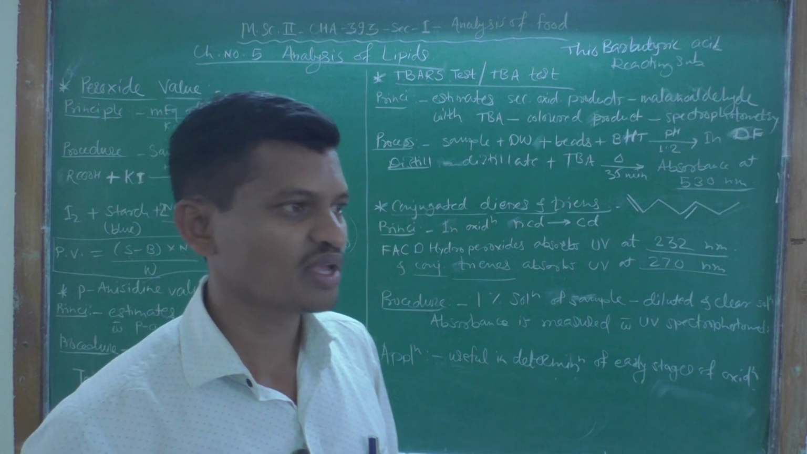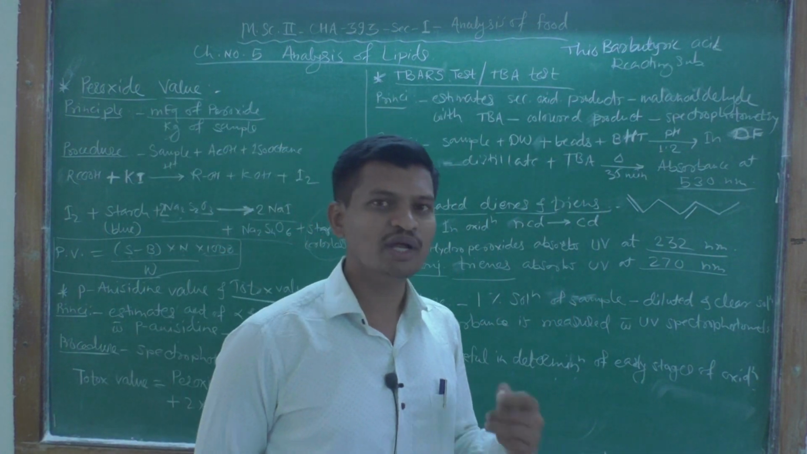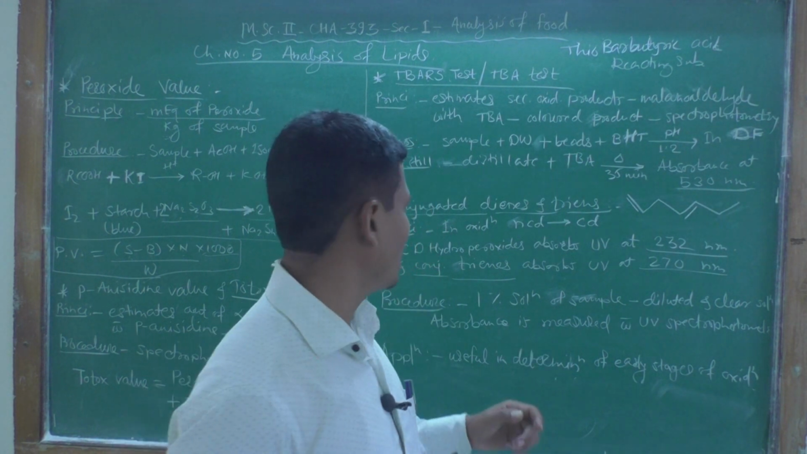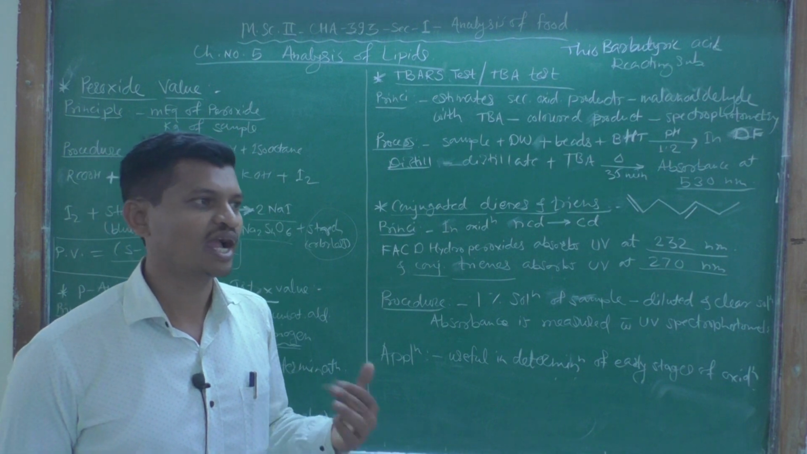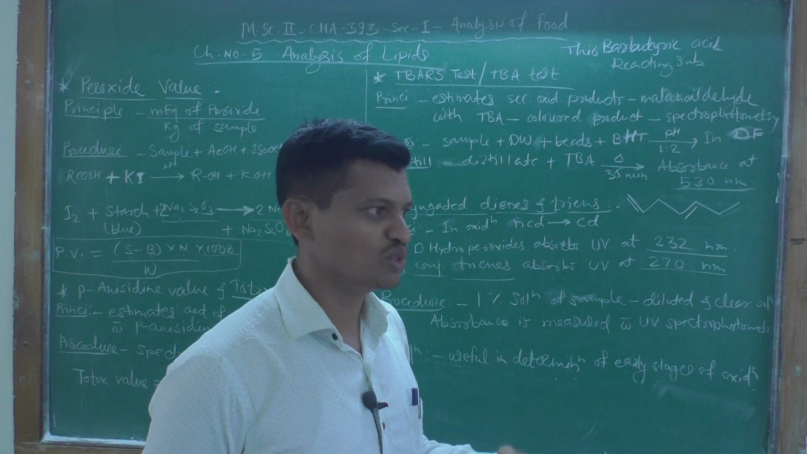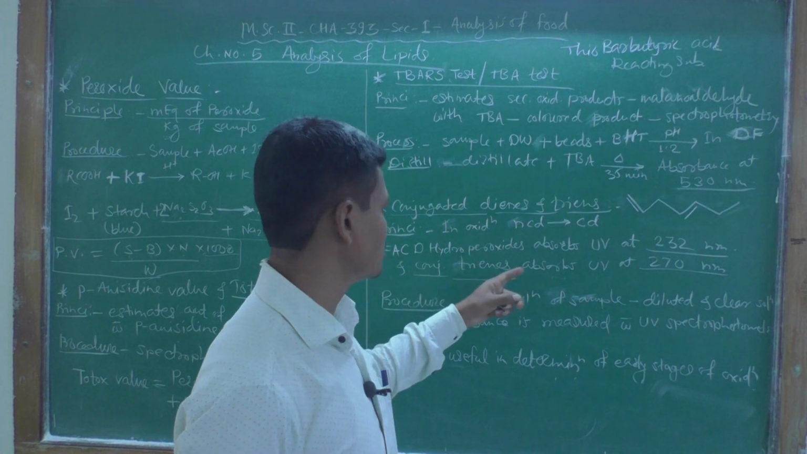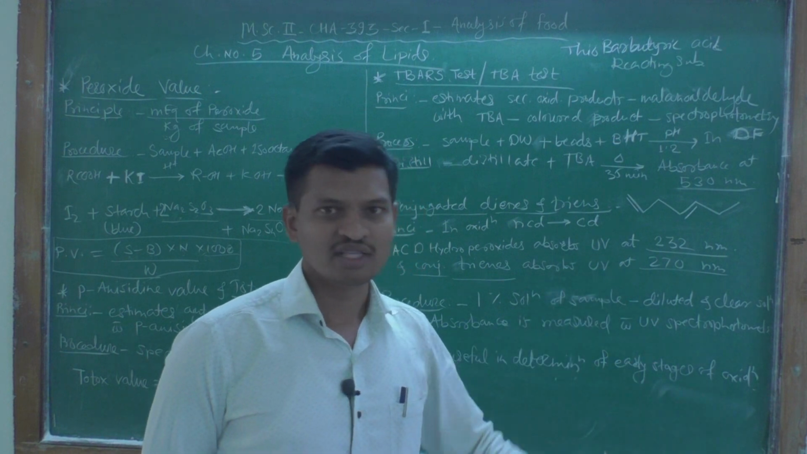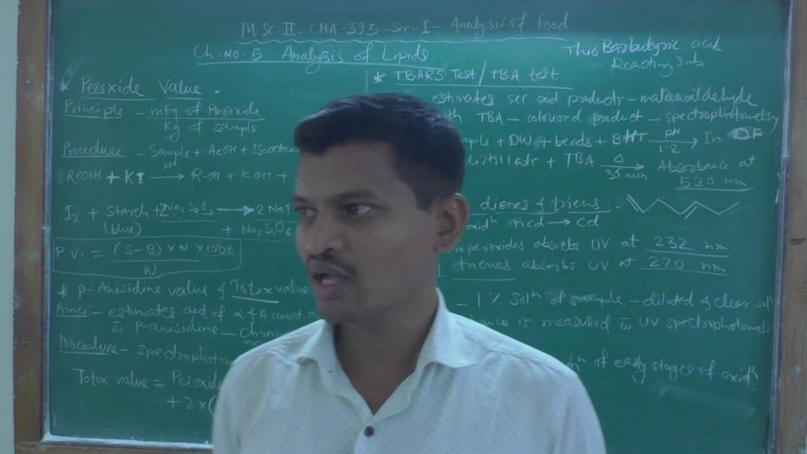This TBA test is utilized mainly for the determination of malonaldehyde. And the last one is conjugated dienes and trienes. These are also secondary oxidation products, and at early stages of oxidation of lipid samples they can be determined using UV-visible spectrophotometry. So this is the summary of the discussion that we have done today about the characterization of lipid samples.